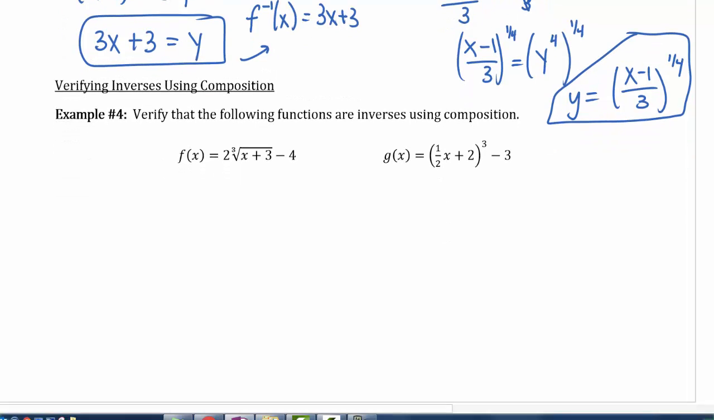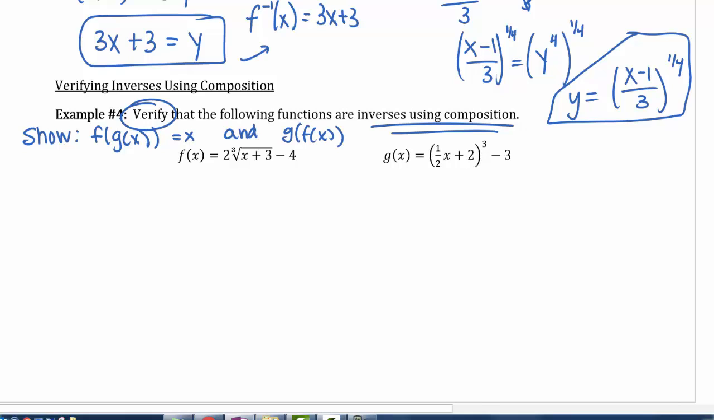Okay, so verify that the following functions are inverses using compositions. Verify means that I already know that they are. So this will work out. I have to prove it using my algebra skills. I have to show that f of g of x equals x and g of f of x equals x. The good news is that I already know this is going to work out as long as I do my algebra correctly. It is true. We just have to prove it using algebra, doing compositions.